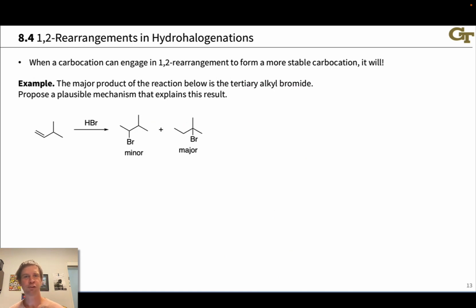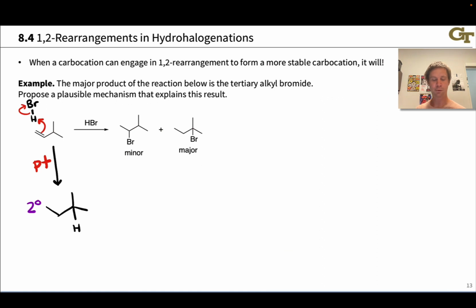Finally, because hydrohalogenations involve a carbocation intermediate, we've got to watch out for carbocation rearrangements in this reaction. If we generate, for example, a secondary carbocation that can rearrange to a tertiary or resonance stabilized carbocation, it will do so. For example, the major product of this reaction is actually the tertiary alkyl bromide, even though this tertiary carbon was not involved in the alkene double bond at all in the original substrate. To explain this, we can step through the mechanism and see that a carbocation rearrangement is going to come into play. So we first have a proton transfer.